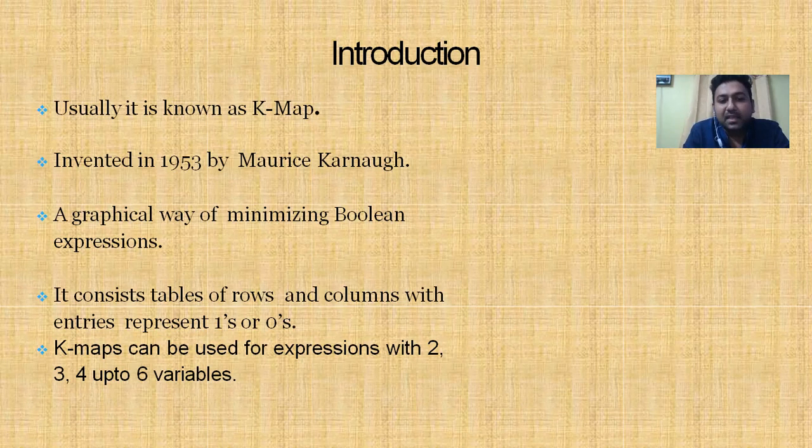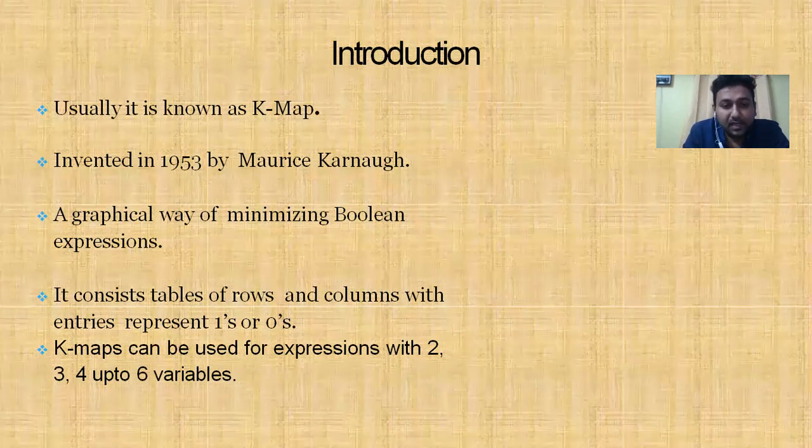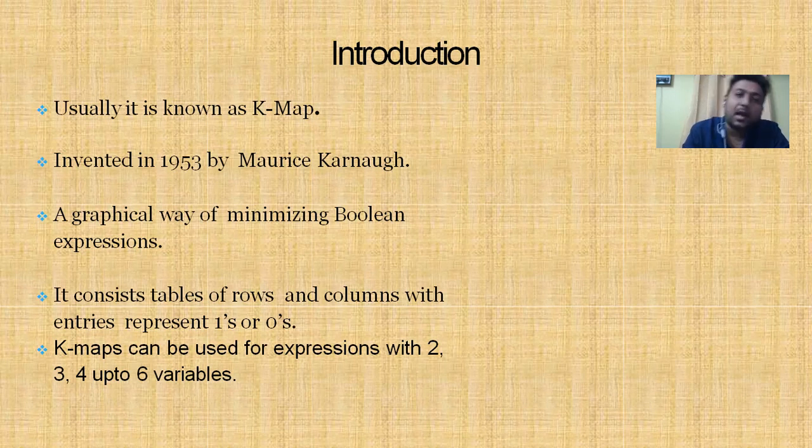The K-map can be used for expressions with variables from 2 up to 6. In general, we do this for 2, 3, and 4 variables. Up to 4 it is commonly used, but it may be possible up to 6 variables.